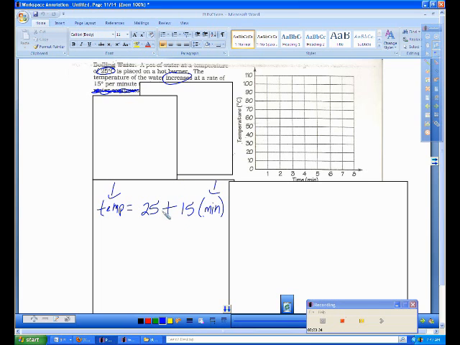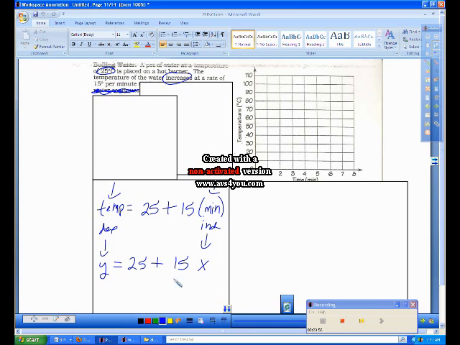For reasons you can review on our website, the temperature is going to be our dependent variable, which means it's going to be the y variable. The number of minutes is the independent variable, which means it's going to be the x variable. So that means our new equation is going to be 25 plus 15 times x. We multiply 15 times our number of minutes, add it to 25, and that will give us y, whatever our new temperature is.